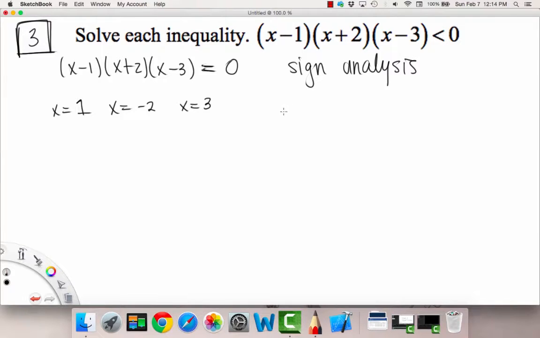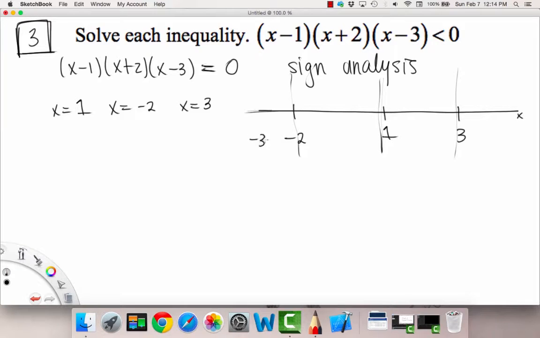Okay, and to do that, I just draw a number line. This is an x number line. And then we just plot our zeros in order. So negative 2 goes here, 1 goes here, and 3 goes here. We pick test points in between in each of these intervals created. I'll just draw lines here to show you what the intervals are. And that one's going through 1.